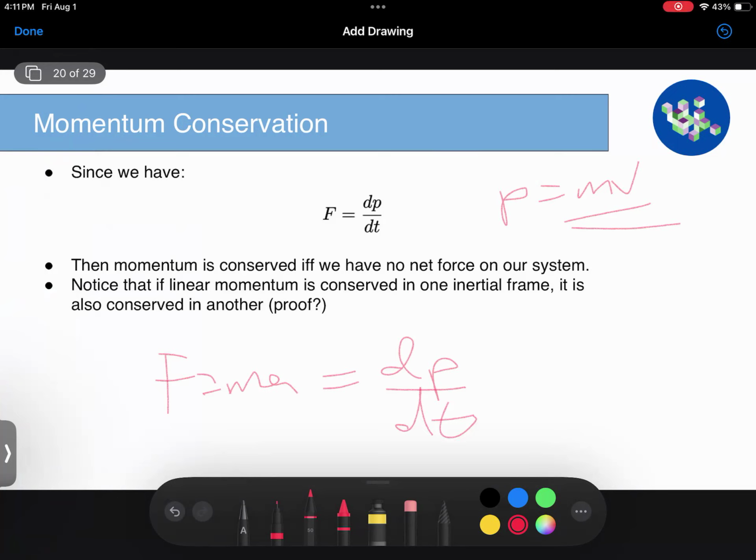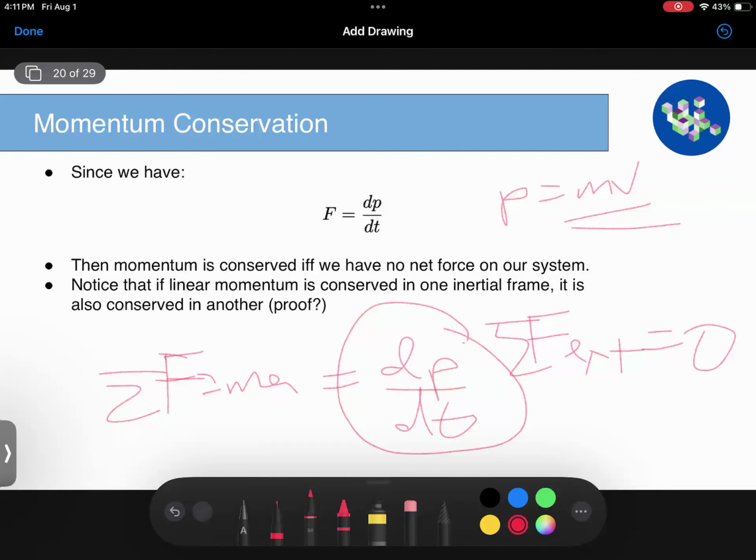That means if you have no net force on the system, then your linear momentum is conserved, because sigma F is equal to dp dt. If your sigma F is equal to 0, then dp over dt is 0, obviously. And we can also say that when F external is equal to 0, then your linear momentum is conserved. Why? Because we always know that the sum of internal forces is equal to 0, because internal forces come in action-reaction pairs. We all know this, right? It's from AP Physics 1. So we always know F internal is equal to 0.